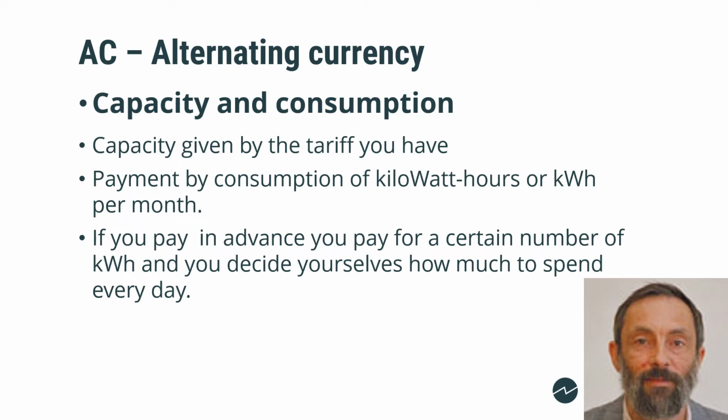The alternating current has a certain capacity. So what is your capacity? That is given by the agreement you have with the supplier of electricity, the tariff you have. And when you pay for electricity, you pay for the number of kilowatt hours you have spent, as we said, with the acronym kWh. You can pay in advance, or you can pay afterwards, according to the electricity bill.